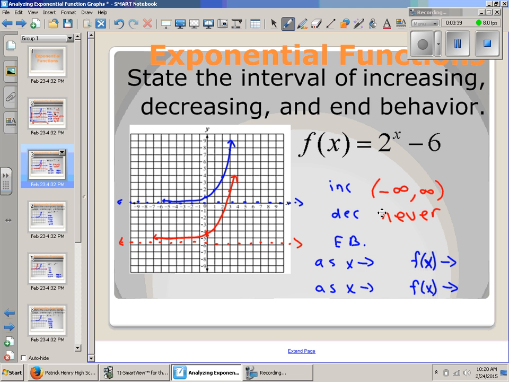Now let's look at my end behavior. We're going left to -infinity and down. Where does this graph stop going down? It stops going down at -6 because of the asymptote. So we have -infinity, -6. And here it's going up to infinity, right to infinity.